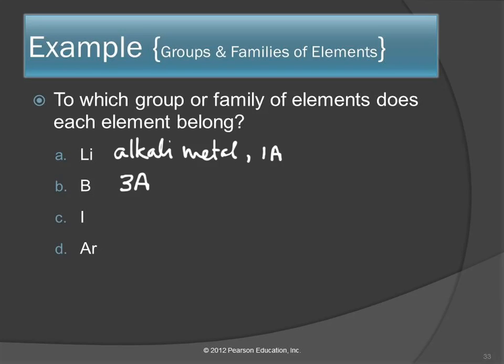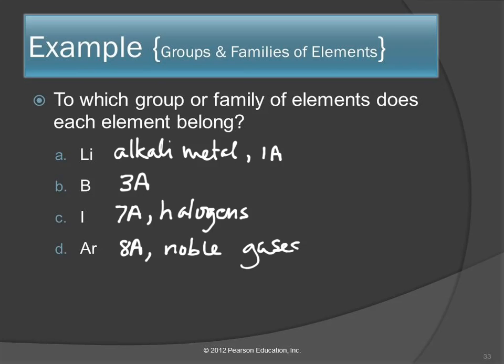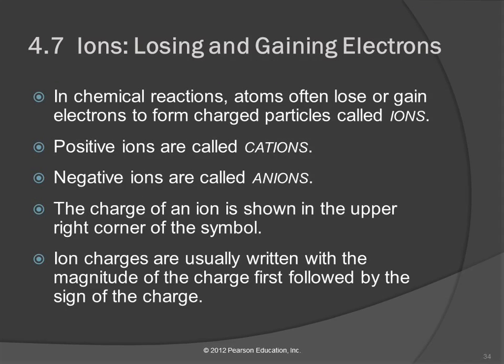How about I? Iodine. That's in group 7A, right? And that has a special name, halogens. And Ar is argon. Where's that? That's a noble gas in group 8A. And so we need to know those family names because we sometimes refer to them. We'll say, well, the halogens do this, or the noble gases. Let's stop.